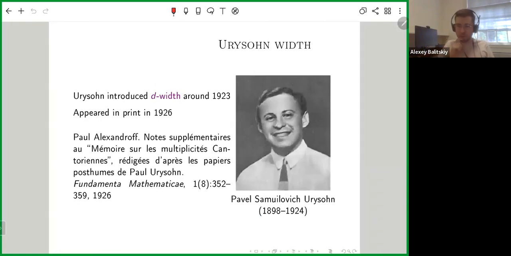So a short historical note is that this definition was apparently introduced in 1923, but it was only published after the death of Pavel Urysohn by his teacher and friend Pavel Alexandrov, who was another founding father of general topology.